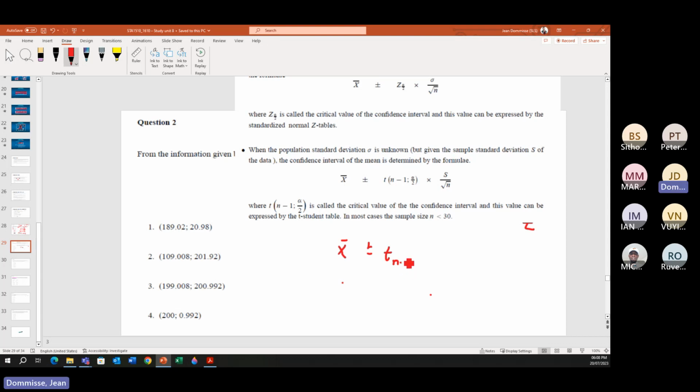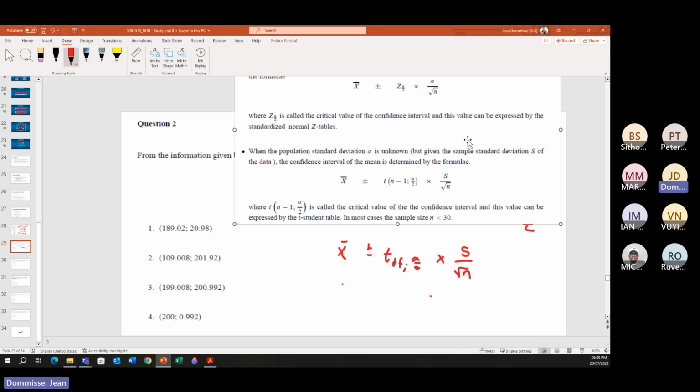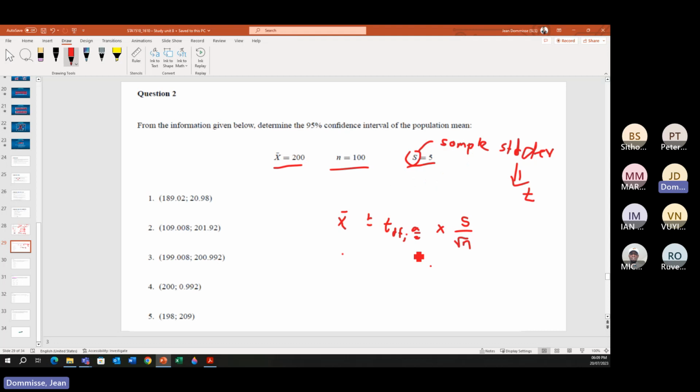Okay, so the formula that we're looking at, we're going to work with a T. The n minus 1 is the degrees of freedom. So what I normally do is I just write degrees of freedom. And we work with alpha divided by 2. So that is the T that we work with, and we multiply it by the standard deviation divided by the square root of n.